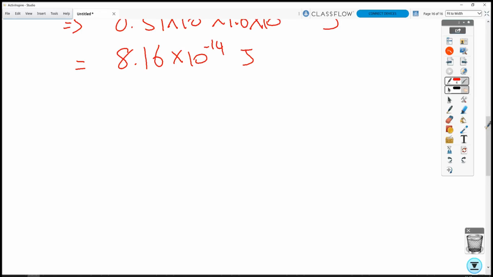Then for part B, we have a photon that's producing an electron and a positron through pair production. Going back to what we know from particle physics, how much energy is needed? Well, we know that in MeV, for one electron at 0.51 MeV, a positron has the same rest mass and rest energy as an electron. So we just have to do 2 times 0.51 MeV.